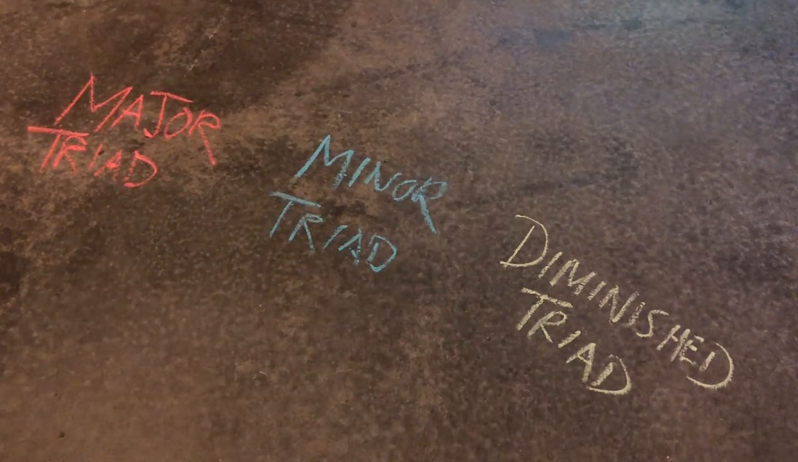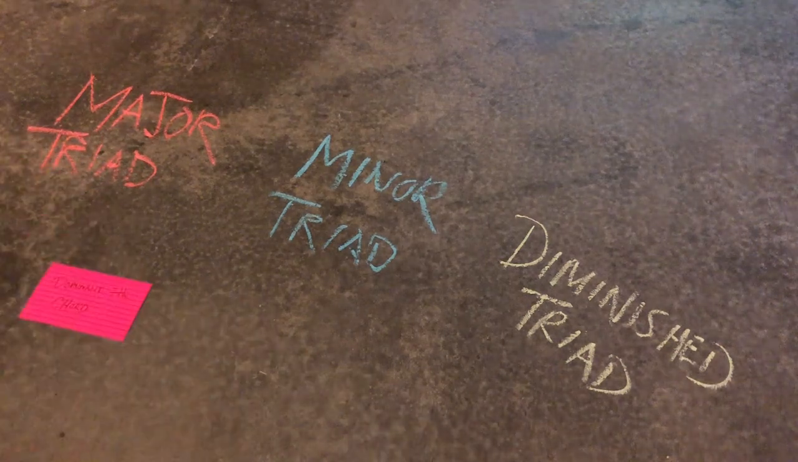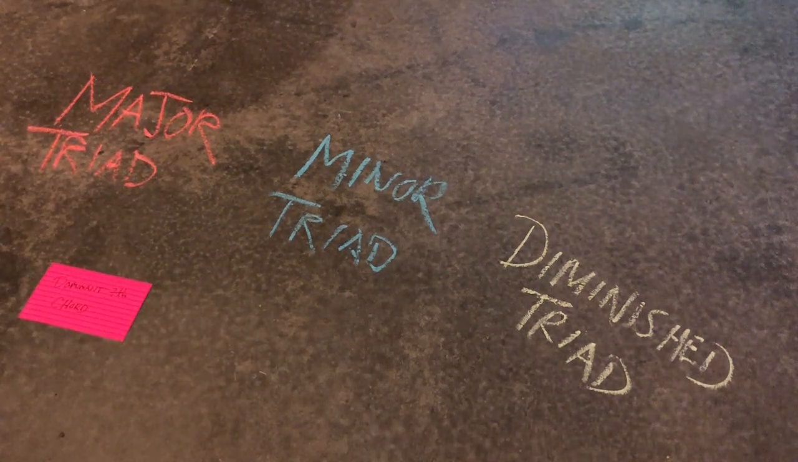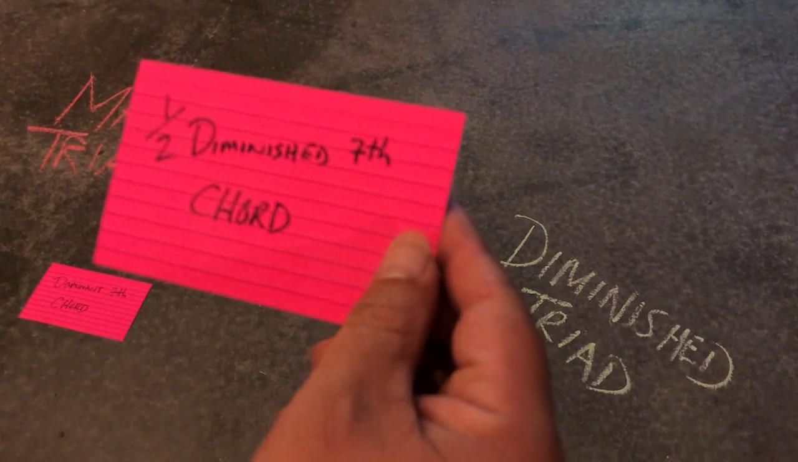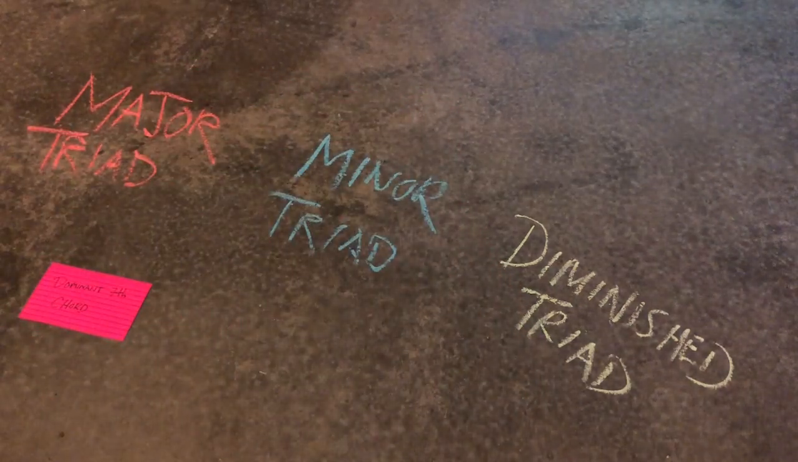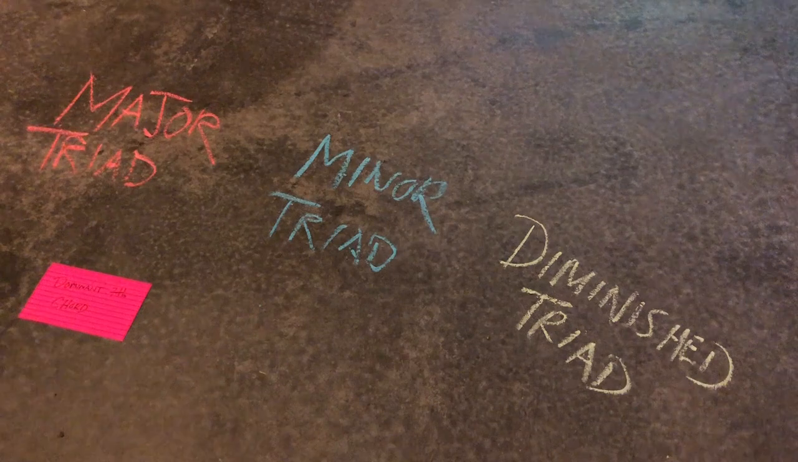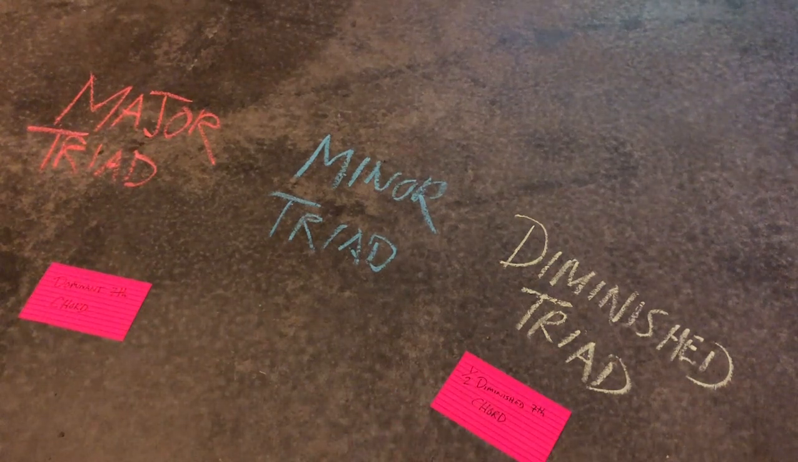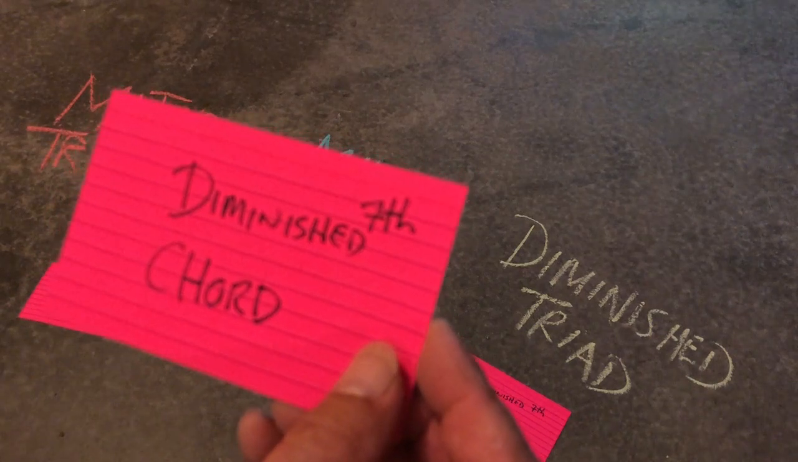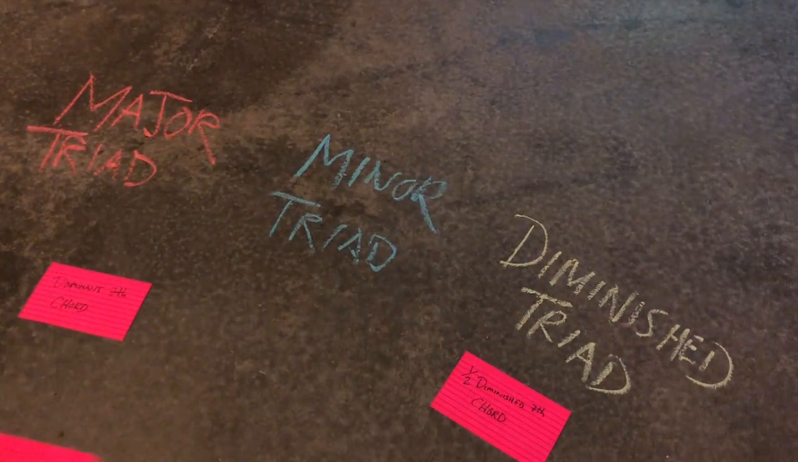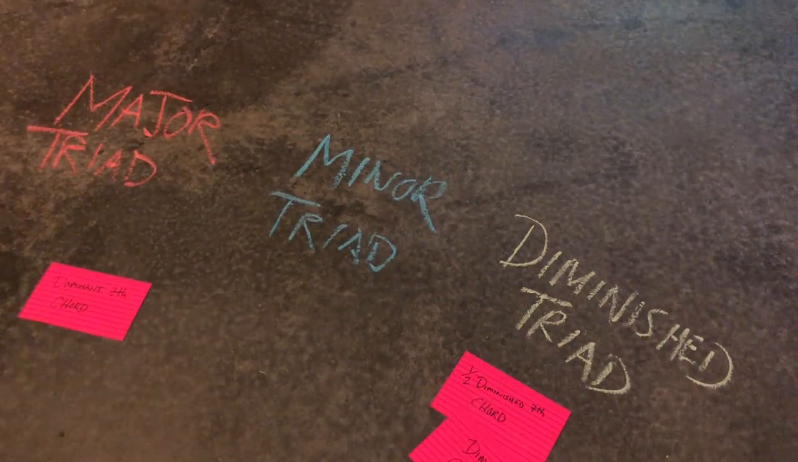And if you answered major, you're right. Okay? How about this one right here? Half diminished 7th chord. What kind of triad does that have in it? The answer is a diminished triad. Okay? Diminished 7th chord. What kind of triad does that have in it? Well, luckily, it's diminished. It's kind of where it gets its name from.